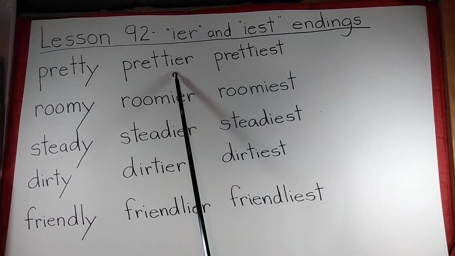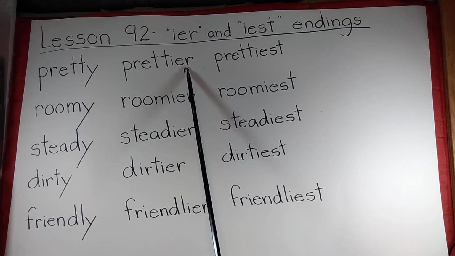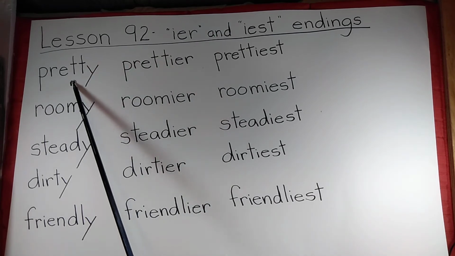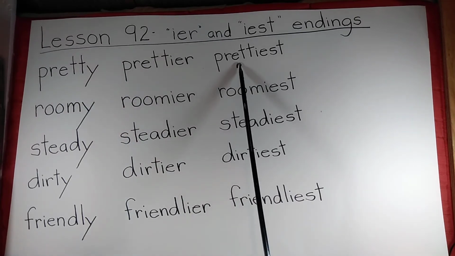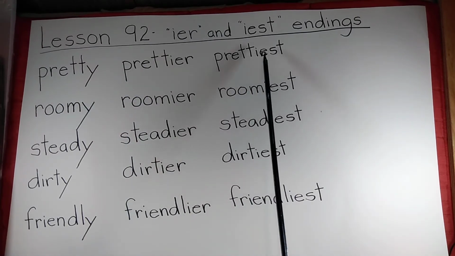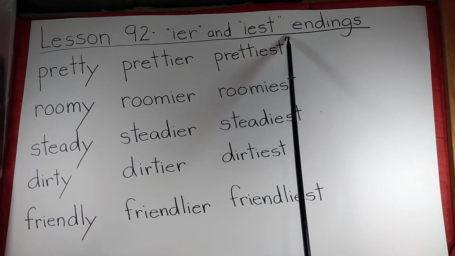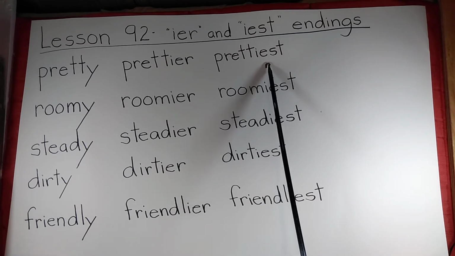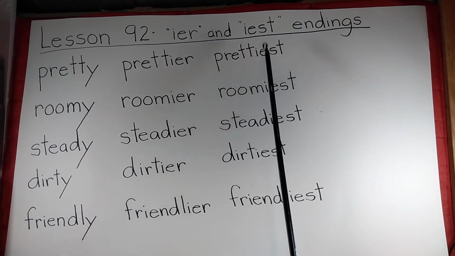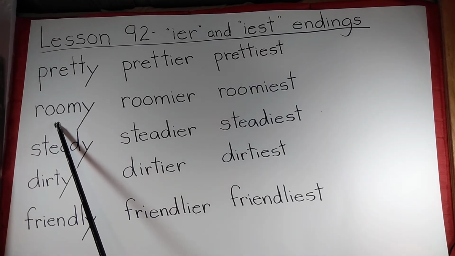So when we are using IER, we're comparing two, the girl and her older sister, just two of them. But when we compare more than two, we use the iest to tell us that she is the prettiest of more than two, of the four sisters. Okay, so let's check it out and see how it works here.